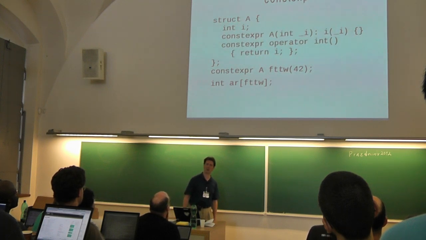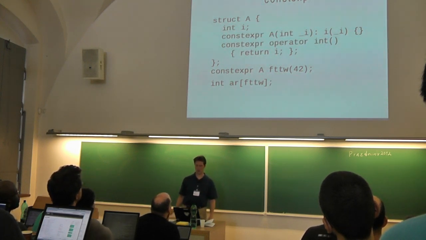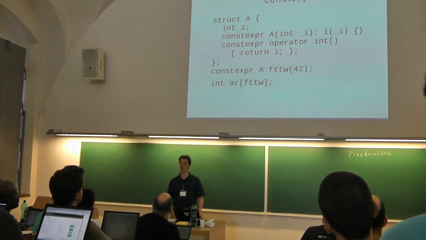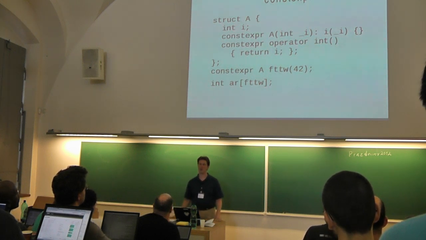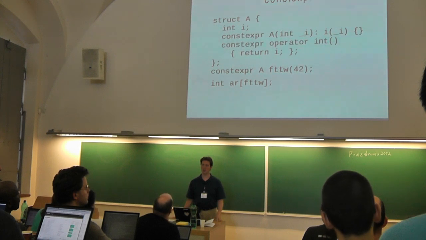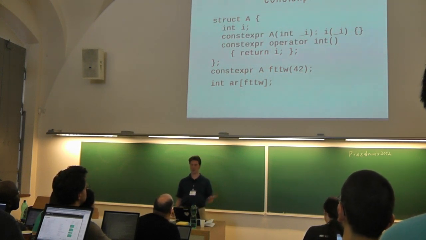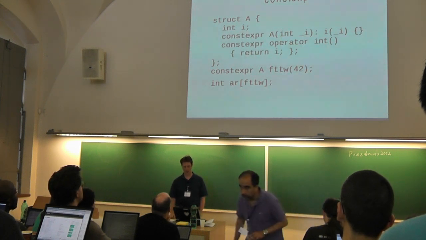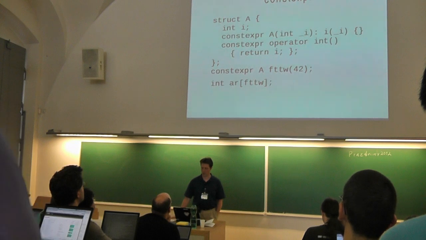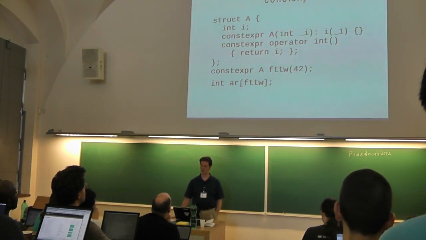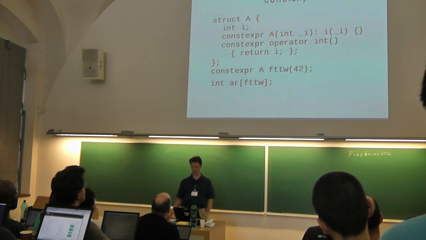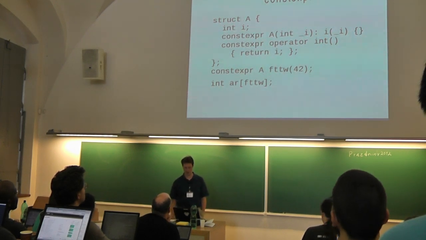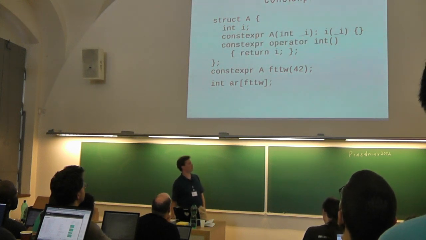So the basic idea of constexpr is to extend the notion of constant expressions from what we had previously in C and C++, so that you can have objects of a class type which can also be used in a constant expression. For instance, here we have a class A which has a constexpr constructor, which means we can create one in a constant expression. And then we have a constexpr conversion operator, which means we can convert it to an integer in a constant expression, with the effect that we can create a constexpr variable and then use it as an array bound.